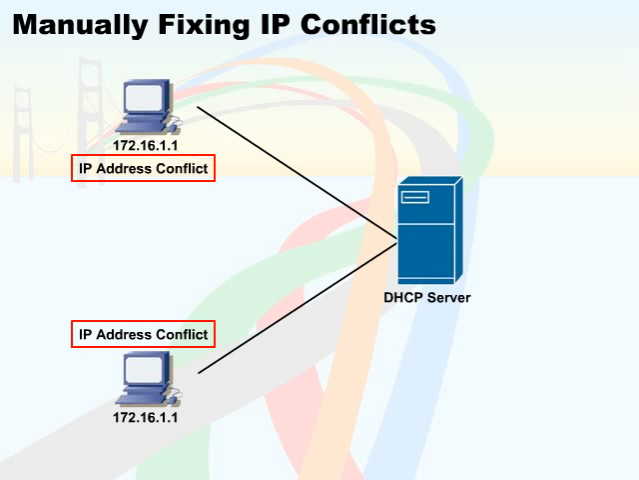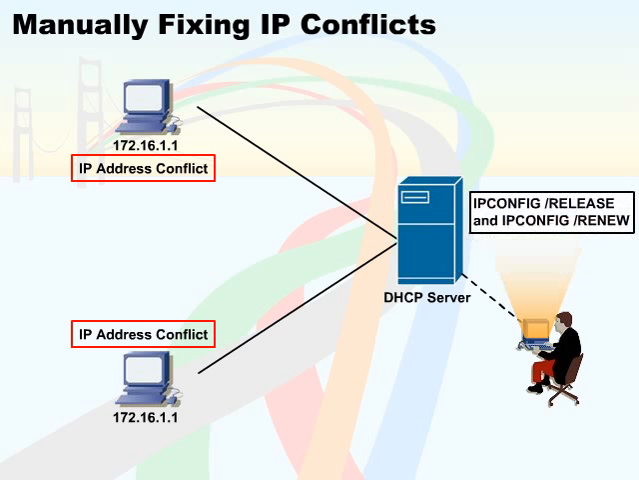To fix a conflict manually, we can use the ipconfig /release and ipconfig /renew commands from a command prompt on a system that supports these commands. We can even restart our device, but this might take longer than simply releasing the IP address, and in most cases it will.